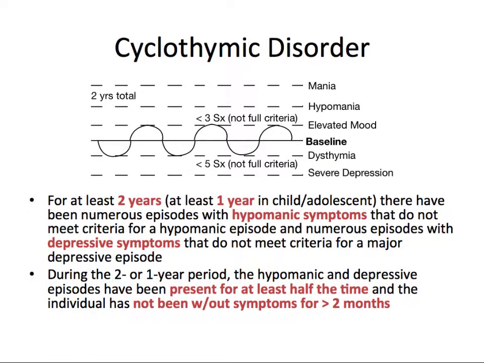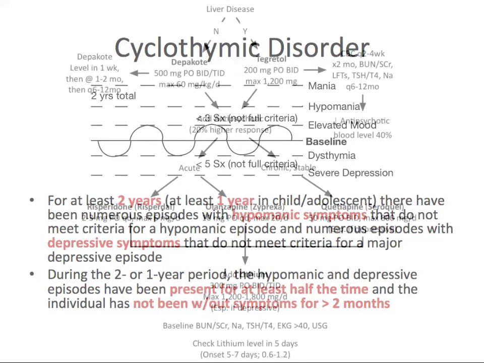In cyclothymic disorder, for at least 2 years or at least 1 year in the child or adolescent, there have been numerous episodes with hypomanic symptoms that do not meet the criteria for a hypomanic episode, and numerous episodes with depressive symptoms that do not meet the criteria for a major depressive episode. During the 2 or 1 year period, the hypomanic and depressive episodes have been present for at least half the time, and the individual has not been without symptoms for greater than 2 months.